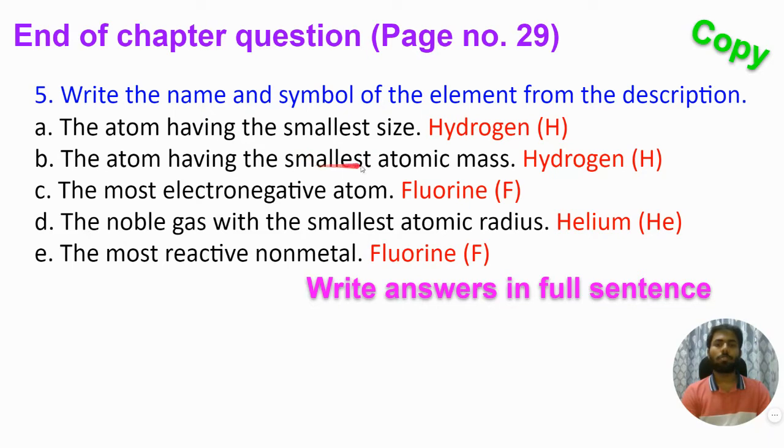So that will be the element having the smallest atomic mass, and again the answer is hydrogen. The most electronegative atom. I wonder how many of the students got this one right. Okay, so fluorine I've written as the answer, electronegative.